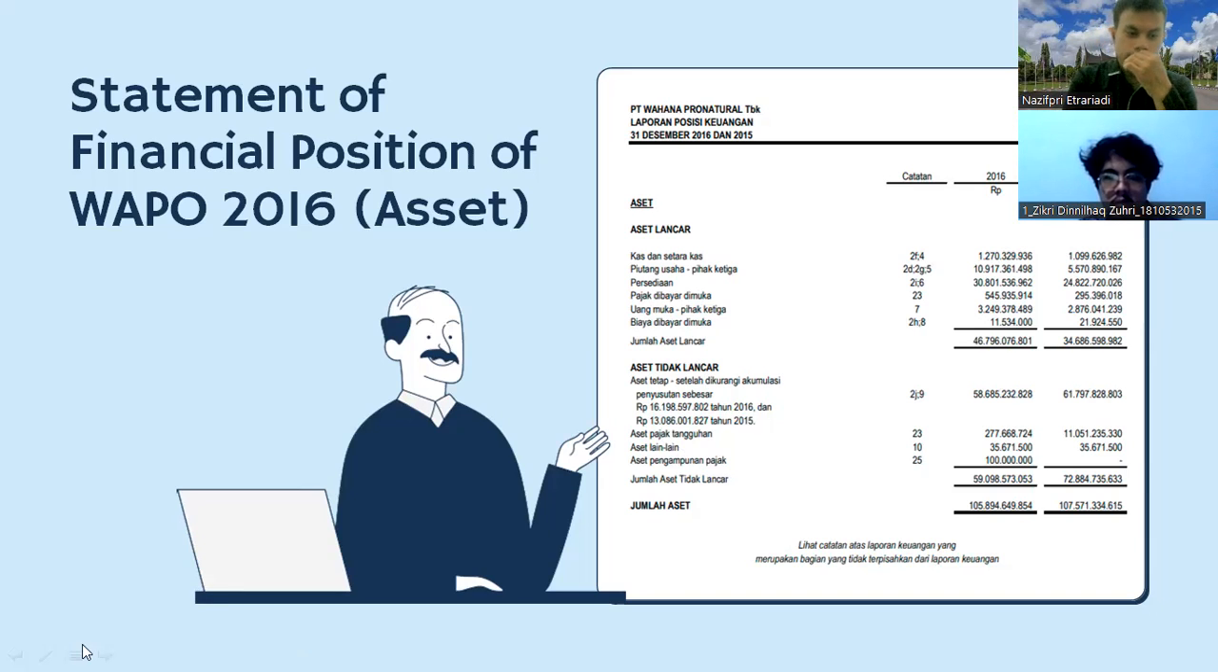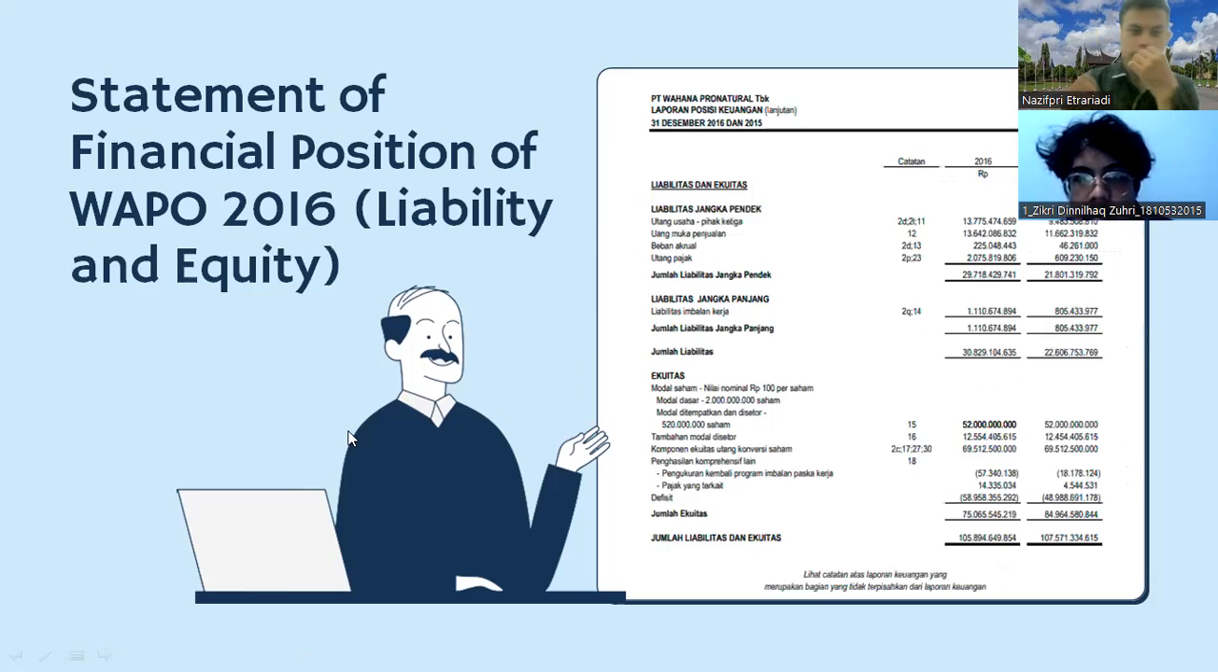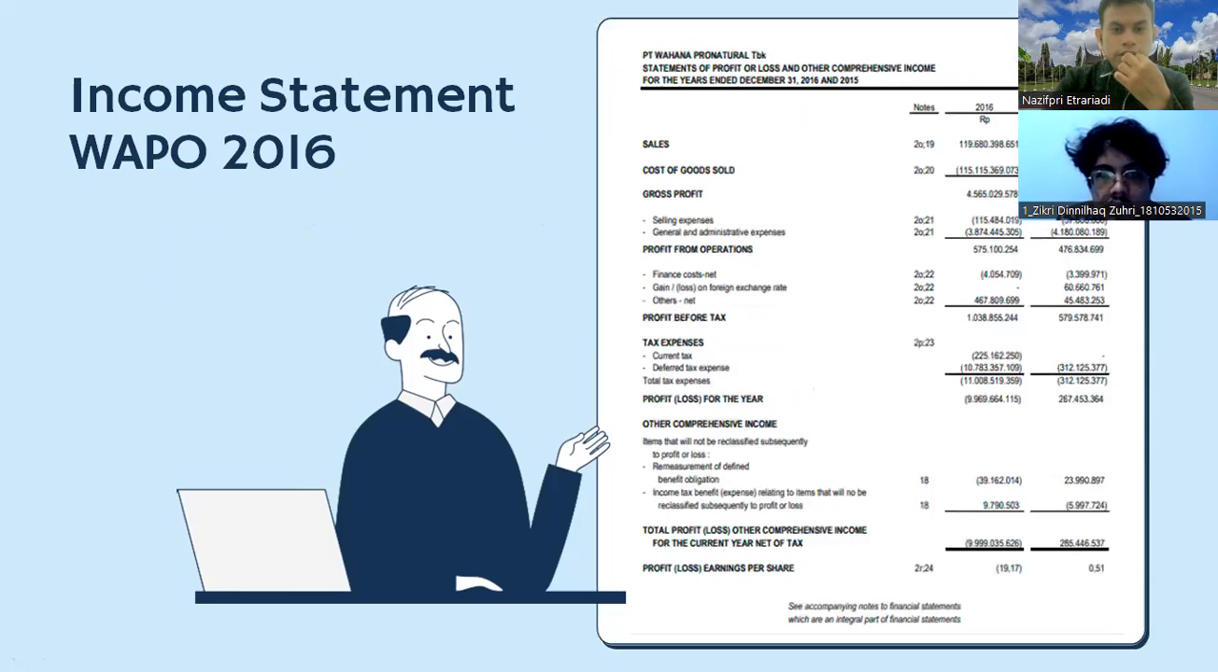So we can look at the liabilities and equity side. Okay, this is the liabilities and equity side. We can see that in PT WAPO's statement of financial position there is an influence from the tax amnesty program. The program of tax amnesty can influence the statement of financial position through PSAK 70. The description of the statement of financial position will be presented by Zikri.